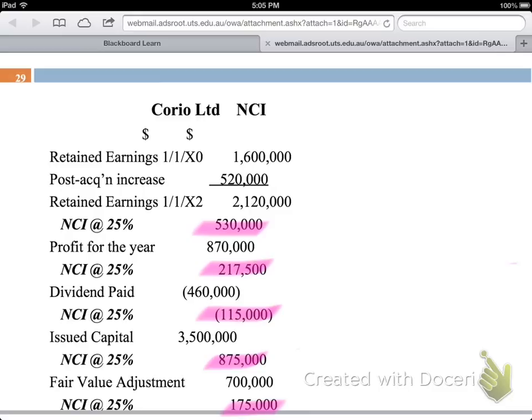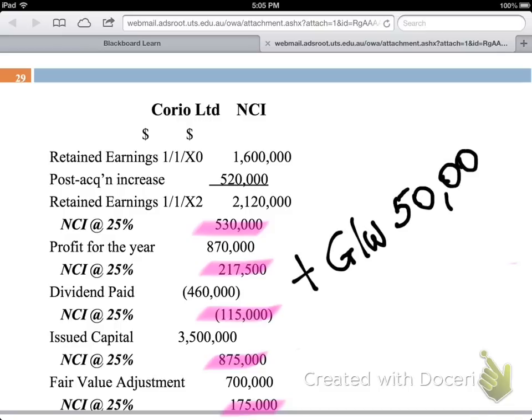But there's something missing here, and that's you have to add goodwill to this list. So you would add a goodwill of $50,000 to this list. Okay, so when you get to the total, don't forget to add this $50,000. So you add 530,000 plus 217,500 minus 115,000 plus 875,000 plus 175,000 plus $50,000. Okay, that will give you the amount of the NCI.